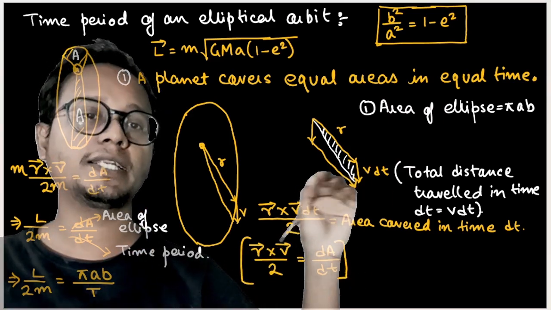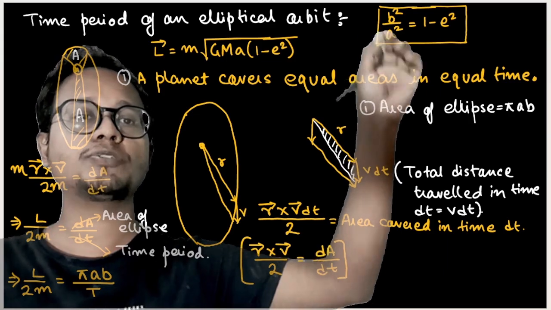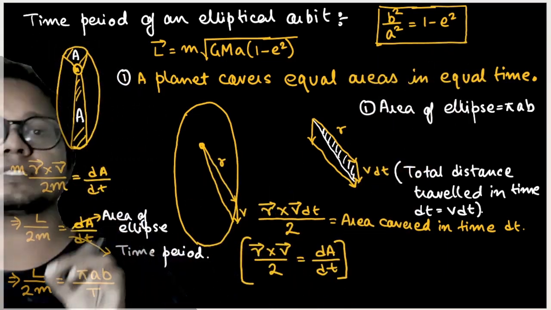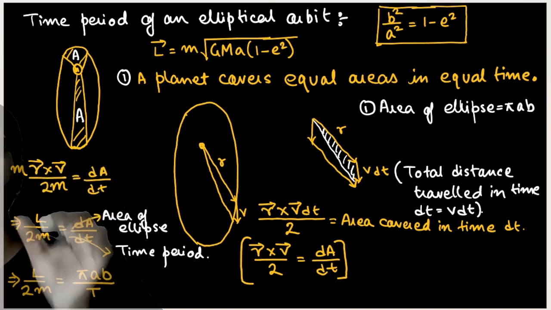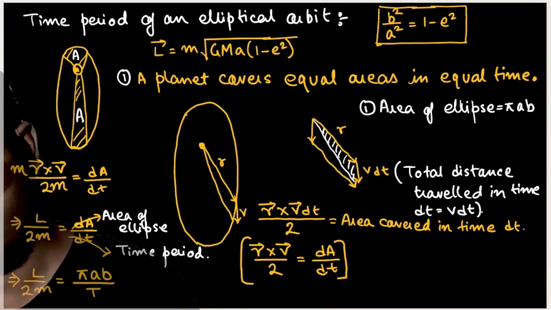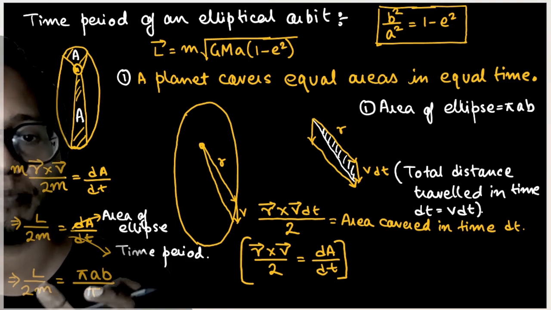dA by dt is nothing but r cross v by 2. And how did you get that? You understood this one. b square by a square is nothing but 1 minus e square. Understood? And the third one is this one: m into r cross v is nothing but angular momentum. So I'll just copy this formula, L by 2m is equal to pi a b by T. Let me add a new slide. I'll just copy this formula, L by 2m is equal to pi a b by T.